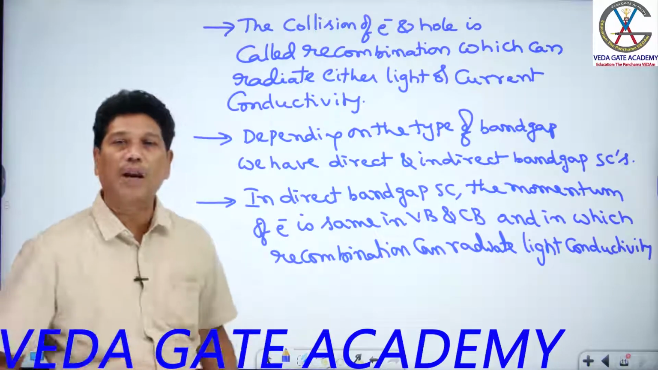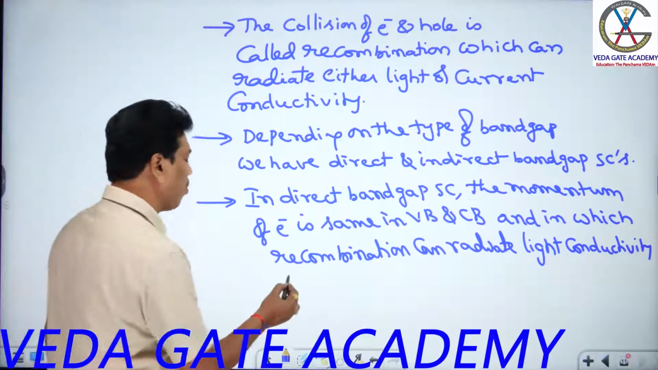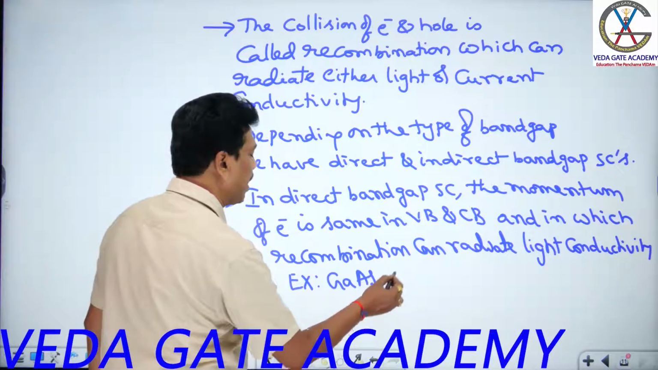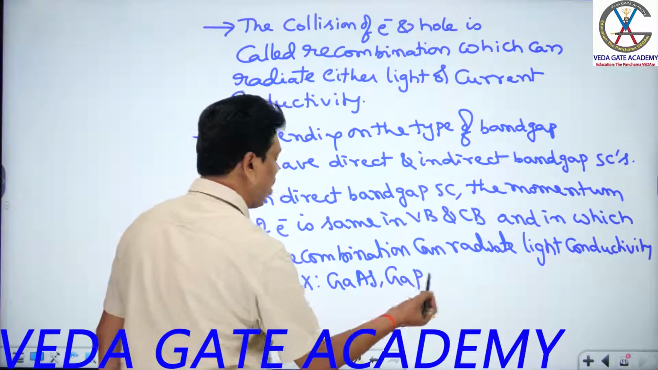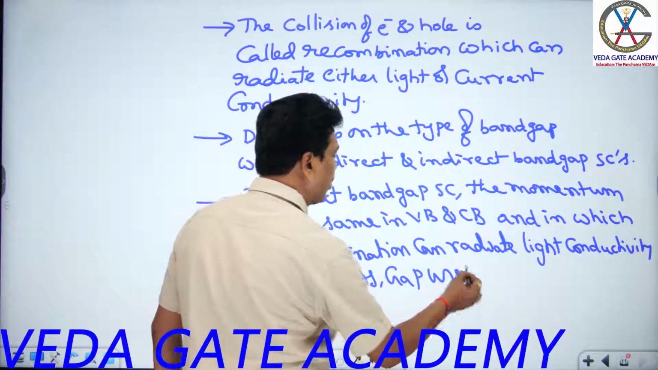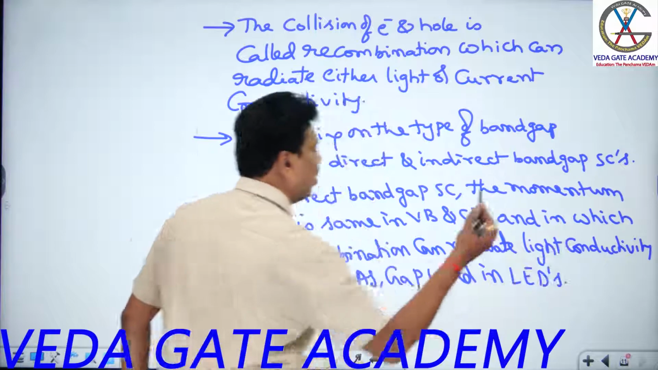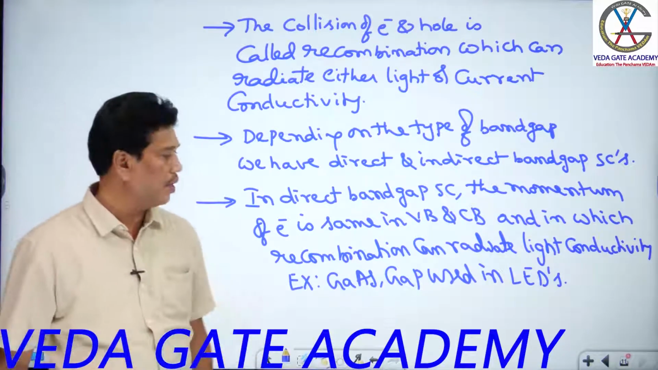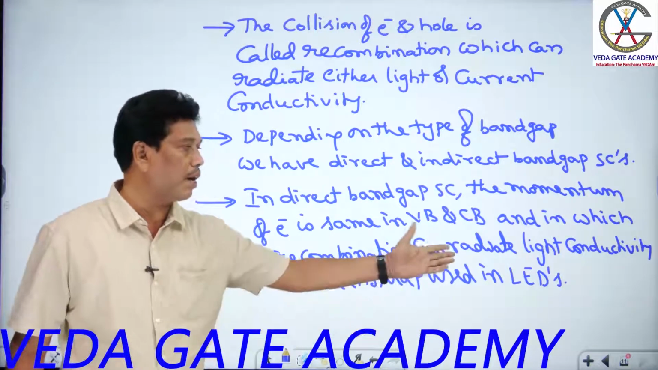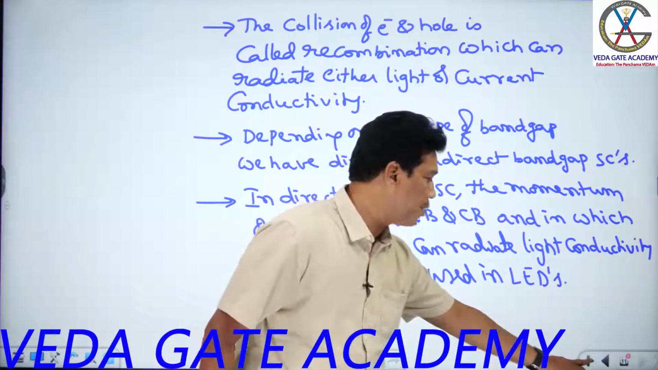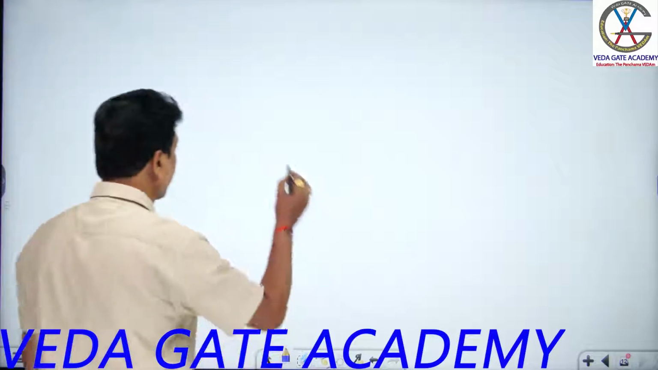Recombination can radiate what? Light. Example: gallium arsenide, gallium phosphide. These are used in LEDs, light emitting diodes, and lasers, so direct band gap semiconductors may be used there. One more is the indirect band gap semiconductor.